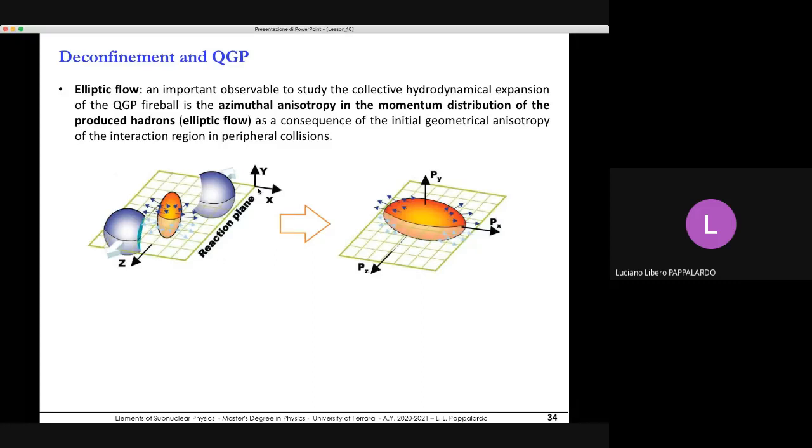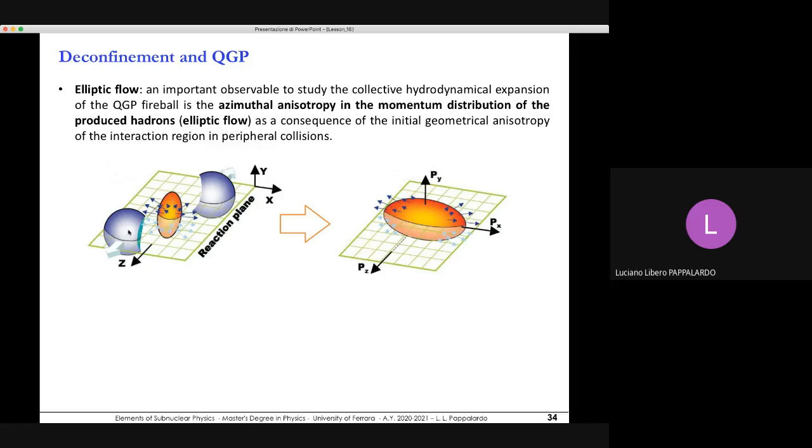So an important observable to study the collective hydrodynamical expansion of the QGP fireball is the azimuthal anisotropy in the momentum distribution of the produced hadrons. If you look in momentum space, you expect for certain kinds of collisions an anisotropic distribution of the momenta of your final state produced hadrons, in the shape of an ellipse. So it is essentially higher in this direction than in this direction here, okay? And this is a consequence of the geometrical anisotropy of the interaction region in peripheral collisions.